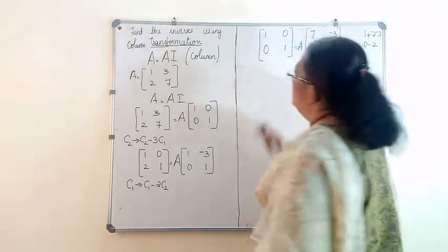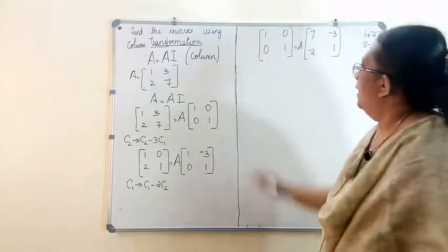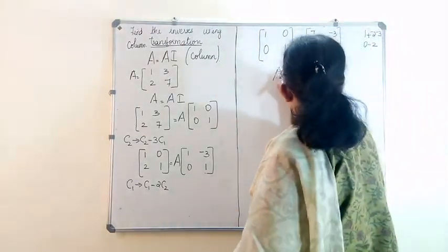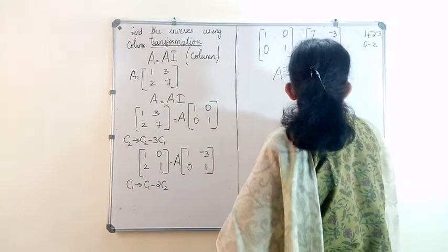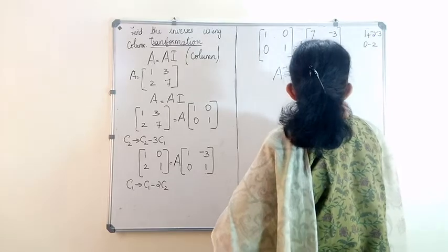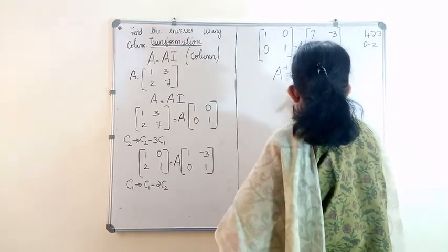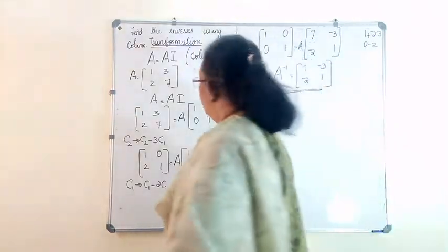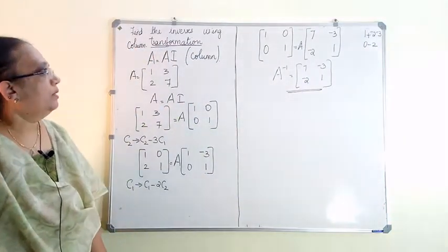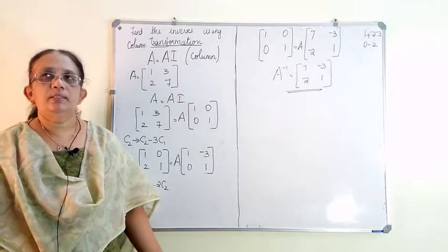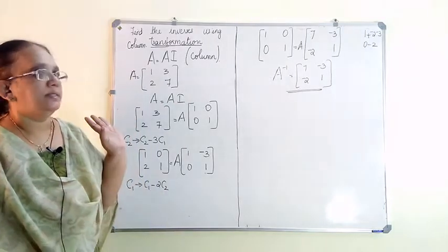So LHS you have got as an identity matrix. So what is the inverse equal to? A inverse is equal to 7 minus 3 minus 2, 1. This will be the inverse of the matrix by using column transformation. This is how you do. 1, 0, 0, 1 should be on the LHS.